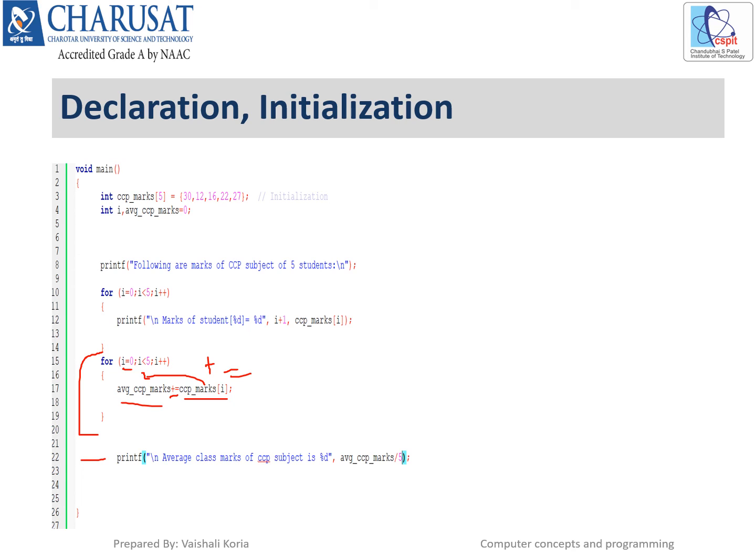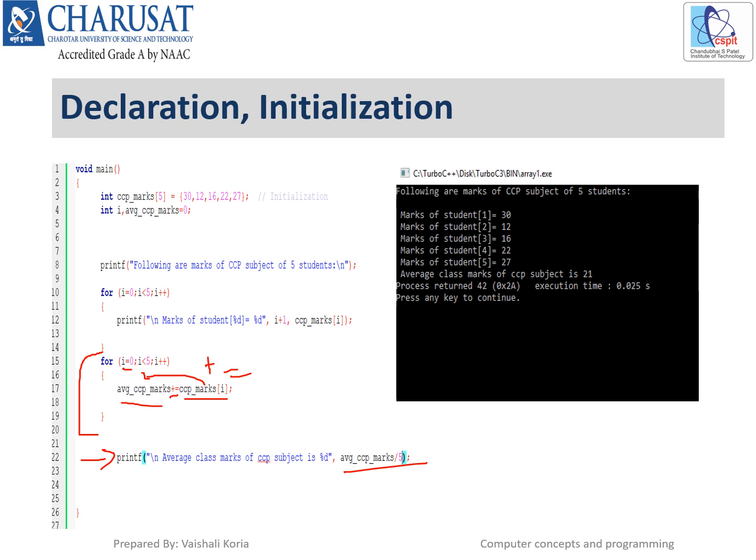And at the end we can print the answer using this equation, average CCP marks divided by 5, which is the size of the array. So this would be your output. This for loop's output is the marks printed for all the students, and the last printf will give you the answer. But the answer that we want is 21.6, and here we get the answer 21.